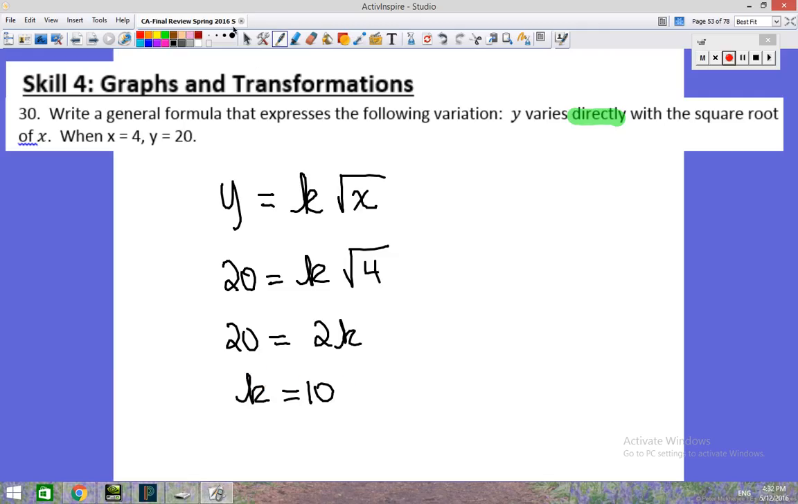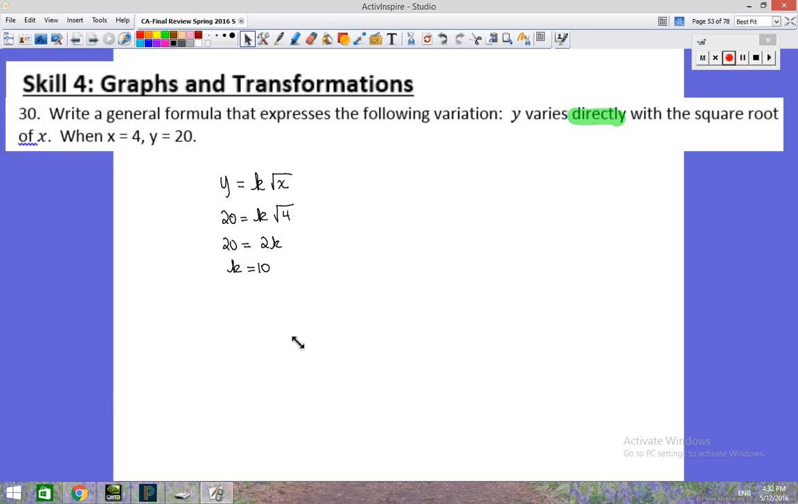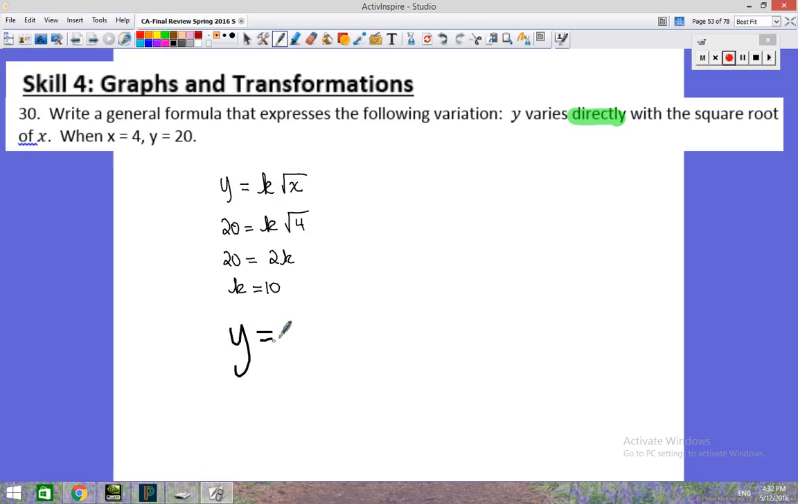Now, they wanted a formula. I started out with the formula, y equals k times the square root of x, but that's not going to be an answer, because there's enough information there to figure out what that k is. Among those choices, I'm going to replace k with 10. I'm looking for this formula. And now, if they change x, I can figure out and predict what y is going to be.